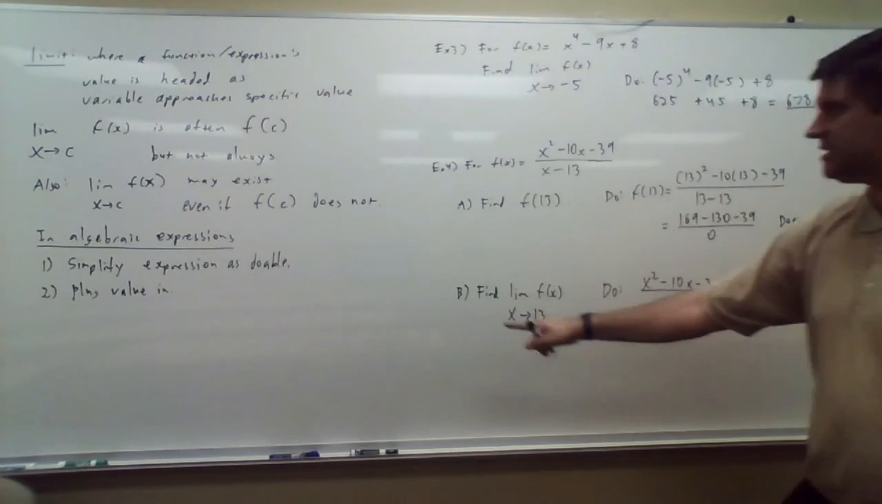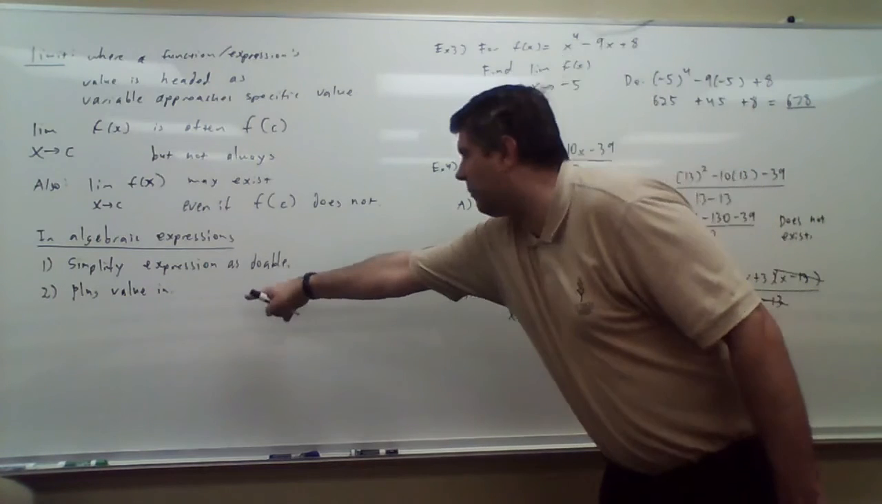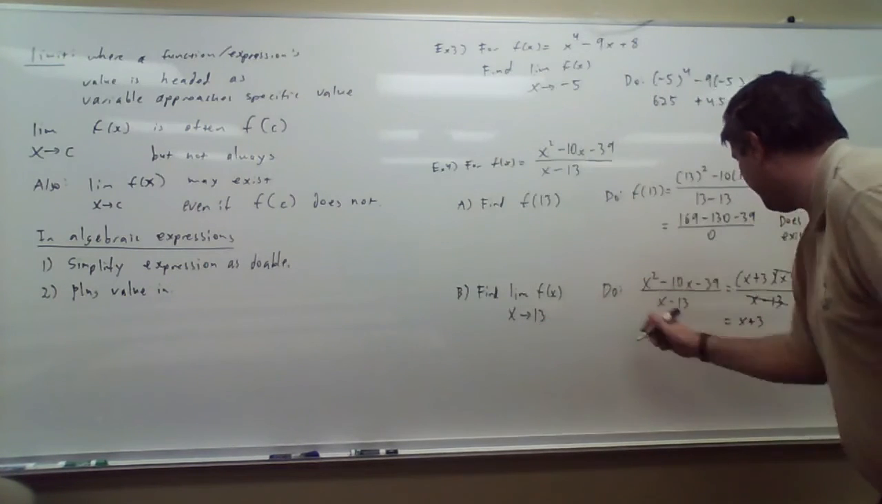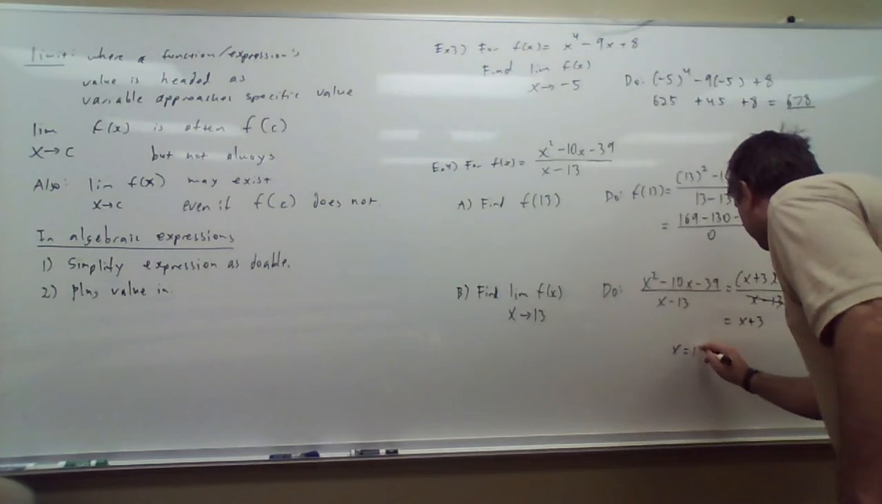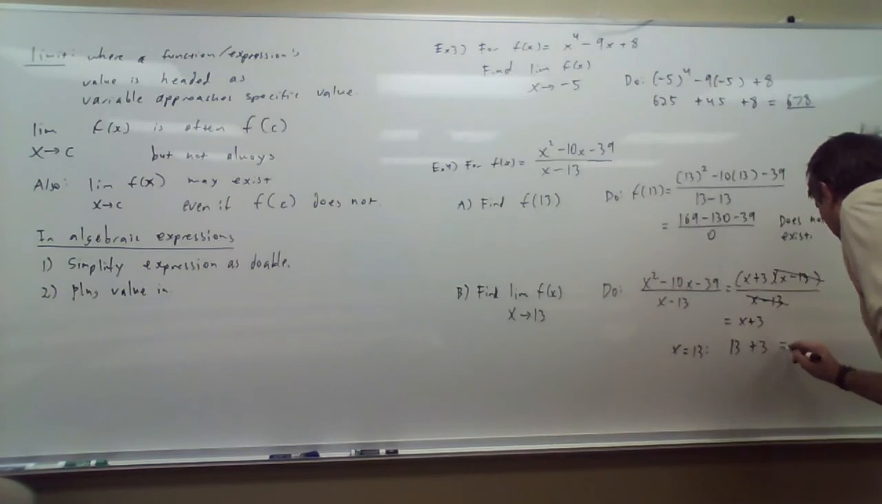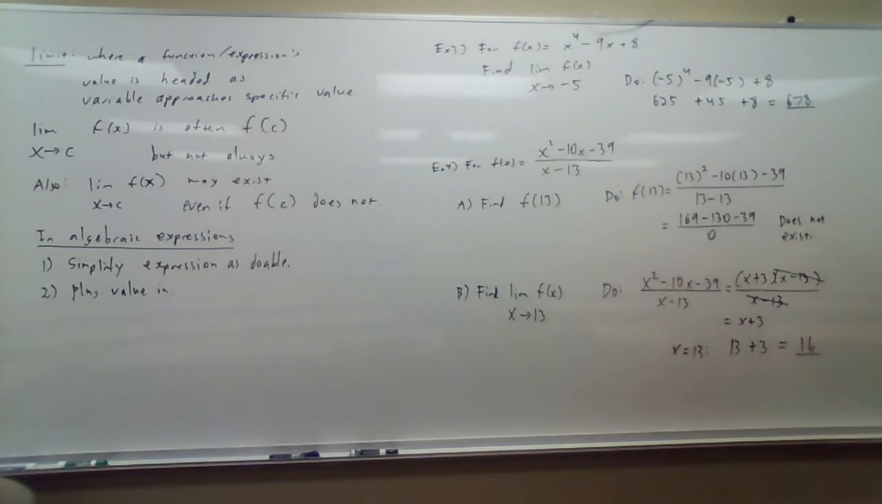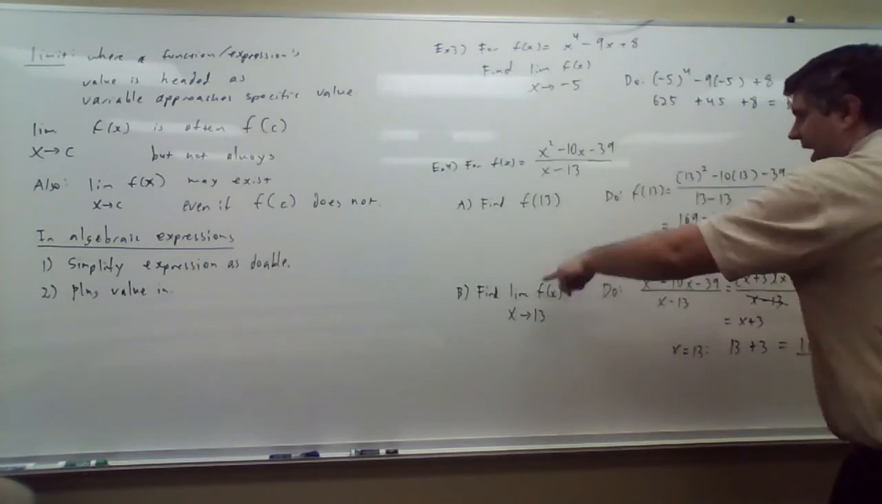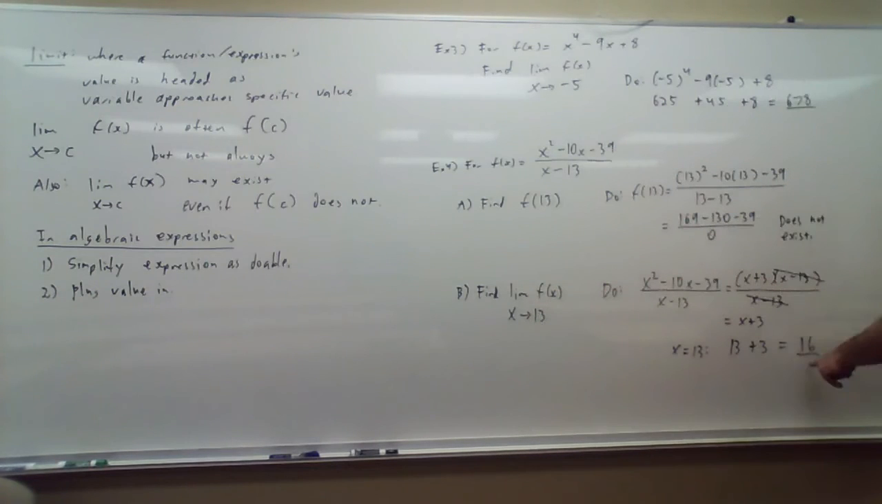Now, having simplified the expression, I will now plug in the 13. At x equals 13, we have 13 plus 3, which is 16. Okay? So the limit of this function as it approaches 13 is 16. But the function value itself doesn't exist. Okay? I'm going to pause this and put a few more examples on the board.